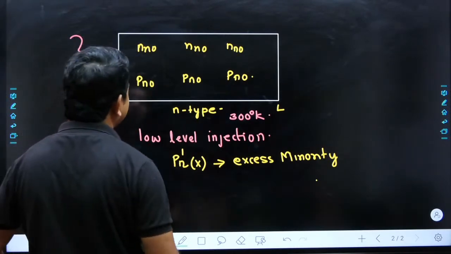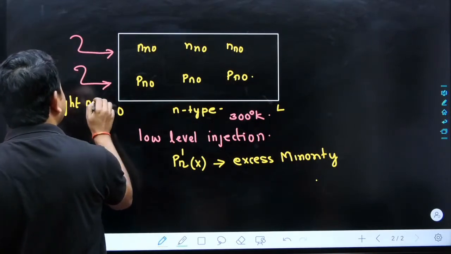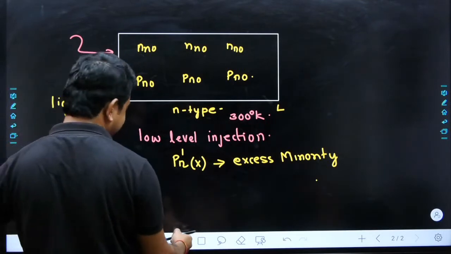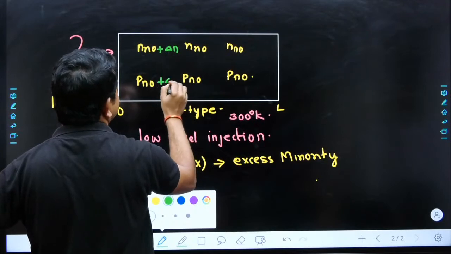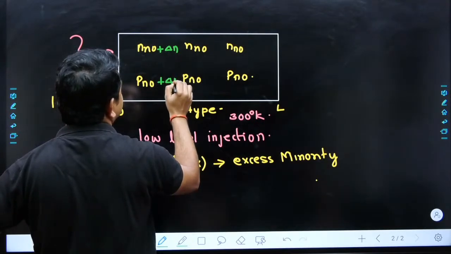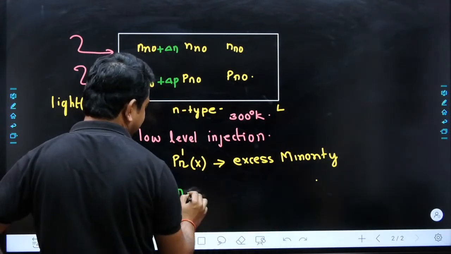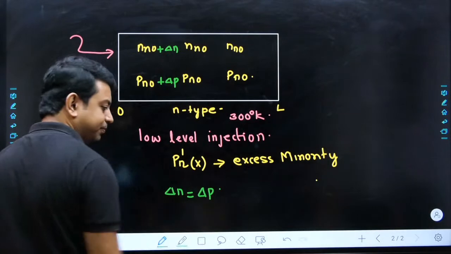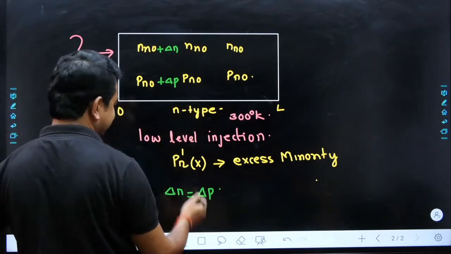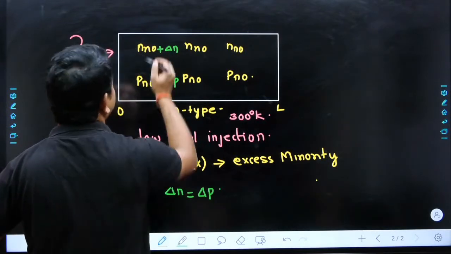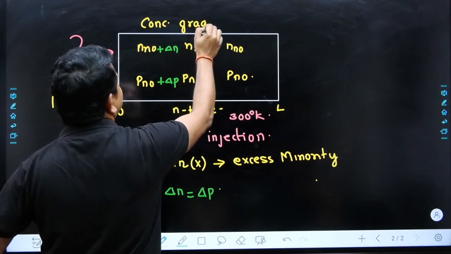Now what will happen? We are going to apply some light source. When the light is on, we have generation at this particular edge. When it is generated, we write delta N and delta P, but we know that delta N must be equal to delta P. So this is already known. Now there must be a change in concentration, so we have a concentration gradient.